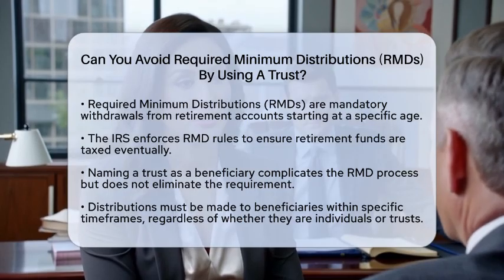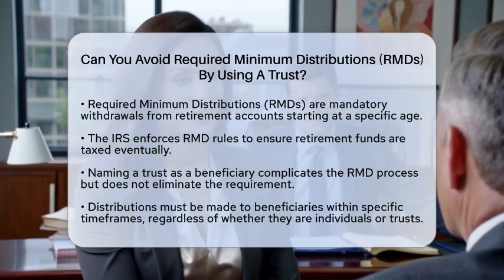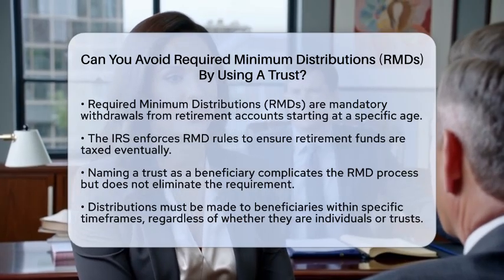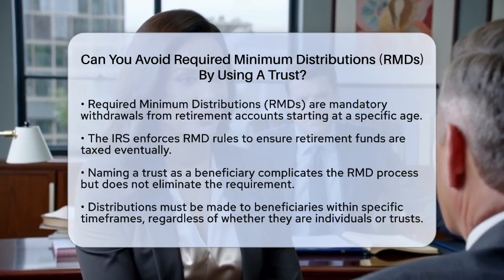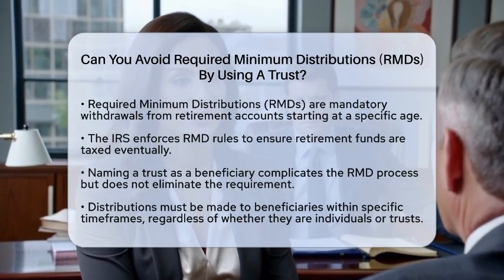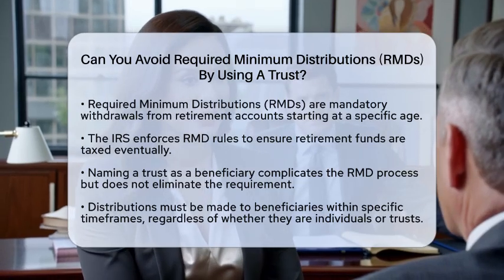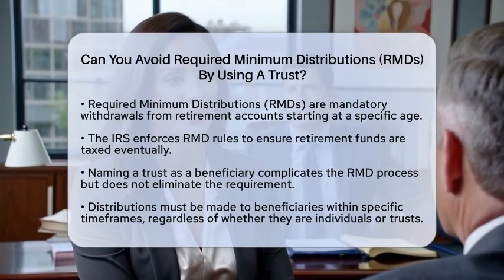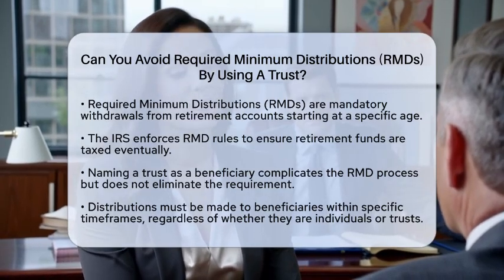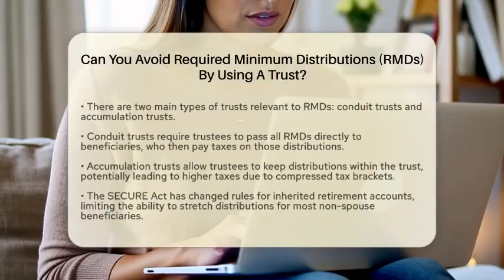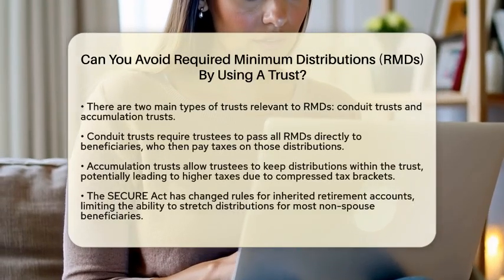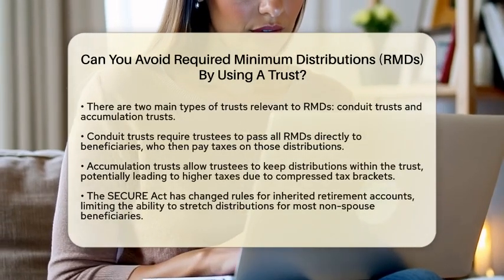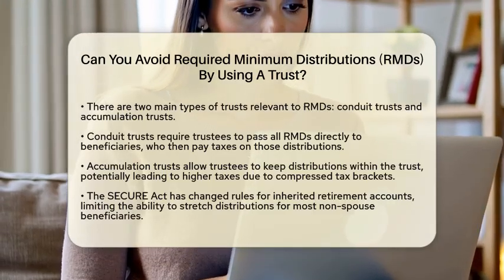made before taxes. When you name a trust as the beneficiary of your retirement account, things can get a bit more complicated. However, using a trust does not allow you to completely avoid RMDs. The IRS mandates that distributions must be made to beneficiaries within certain timeframes, whether the beneficiary is an individual or a trust. The type of trust you choose plays a significant role in how RMDs are calculated and distributed.